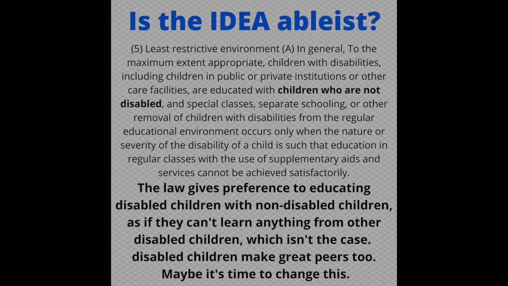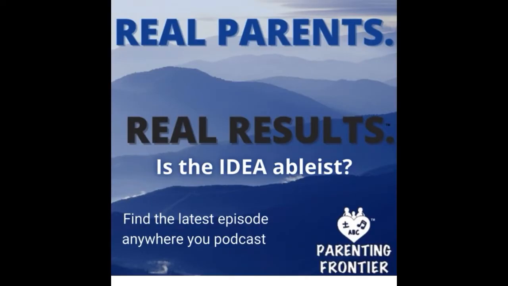The law gives preference to educating disabled children with non-disabled children, as if they can't learn anything from other disabled children. In 2019, my public school district personnel observed one of my children in his non-public special ed school. They wrote a report describing what they saw and my child's classmates there, his peers. Here are parts of the report.